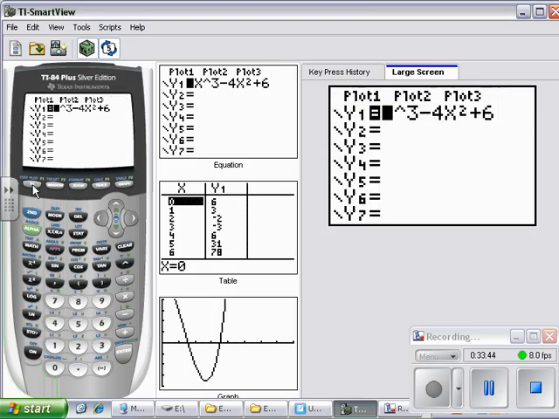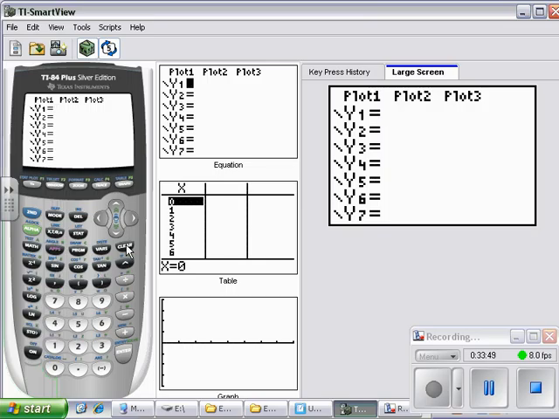So to have the calculator graph a derivative without having to figure it out yourself, you put in what you wanted to take the derivative of, comma x, comma x.